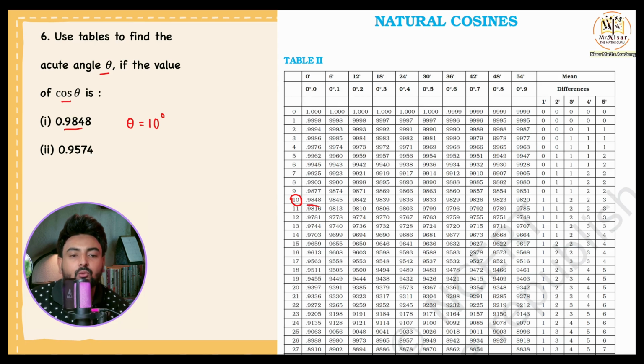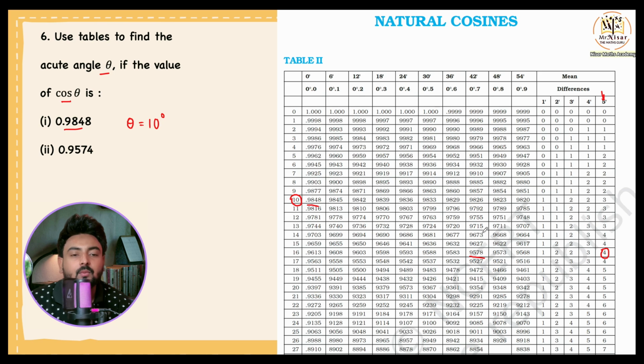So see, we have to subtract. I will consider this as the value. So 9578 we are getting, but we want 9574, so 4 should be subtracted from this. We got 9578, we need 9574, so the 4 mean difference should be subtracted. So it is this one. 4 we have in the 5 minute column.